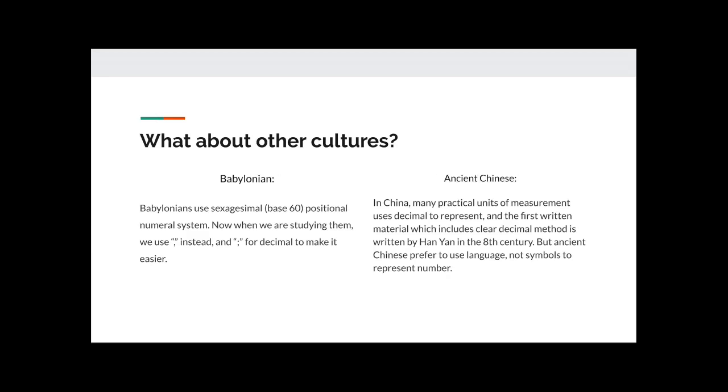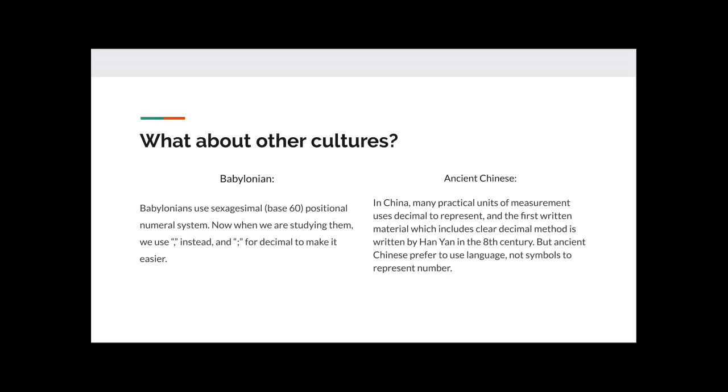And what about the other cultures at that time? The Babylonians used a sexagesimal positional number system, which is base 60, and the position of the number determines the value in this notation system. And when we are studying them, we use a comma instead of the slash and the semicolon for decimal to make it easier for us to understand. So they do have some way to represent the decimals in their culture.